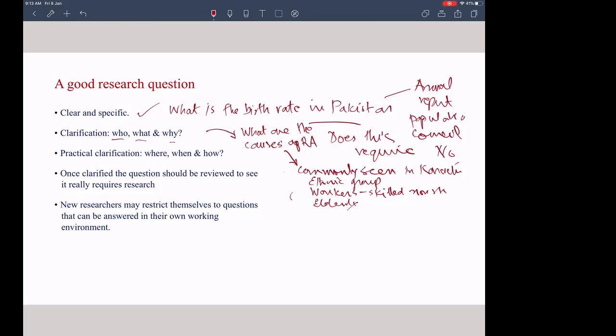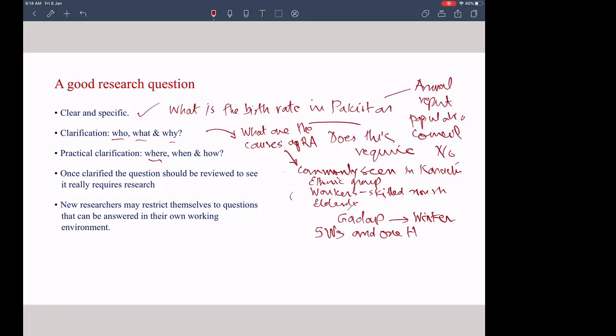Then there are practical clarifications you would like. Where is this happening? Oh, most patients which come to my clinic are coming from, say, Gadap. I'm just saying hypothetically, right? Okay, where this is, when? This is more common in winter, or maybe some infectious disease, you can say. So how is this happening? So in fact, for a research question, there are always 5 W's and 1 H for which you need to get the answer.